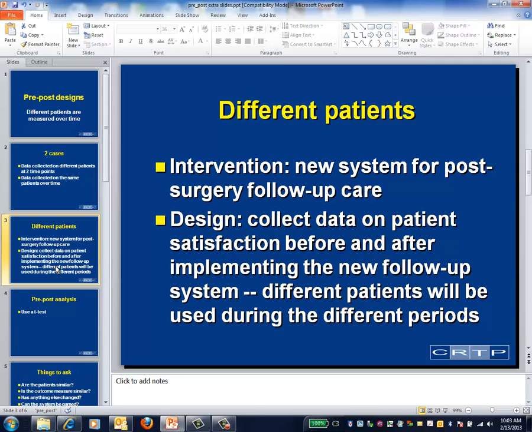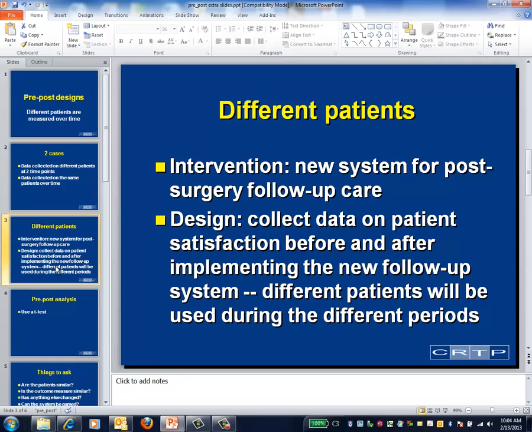One of the most common applications of measuring different patients over time is in practice improvement research. For example, suppose that the outcome variable is a measure of satisfaction with quality of follow-up care post-surgery. The pre-period represents the experience of patients under the previous system. The intervention might be a revised and hopefully improved system of follow-up care.